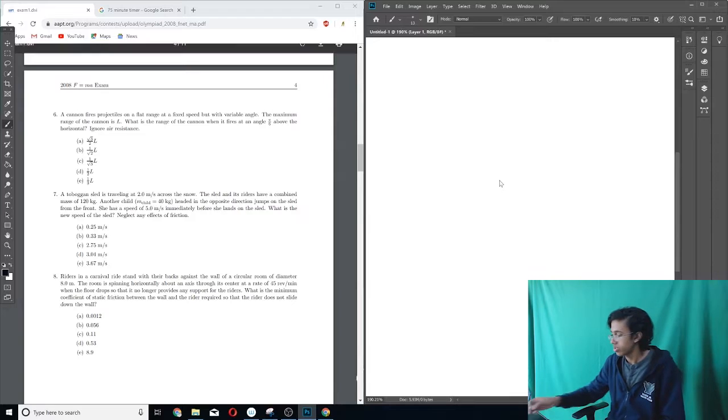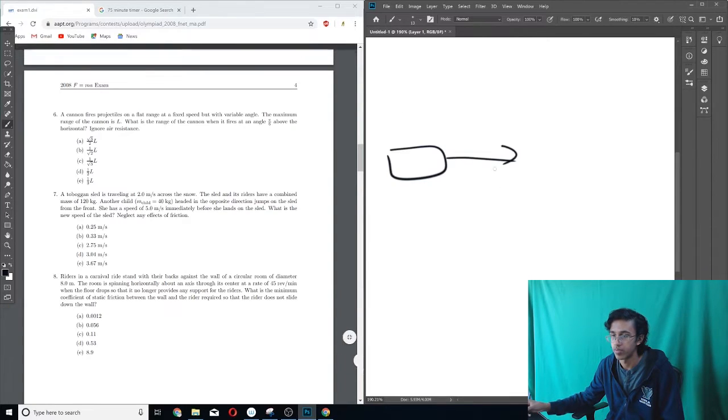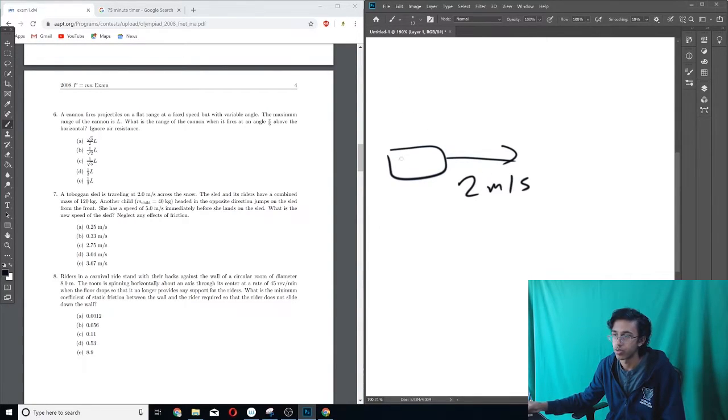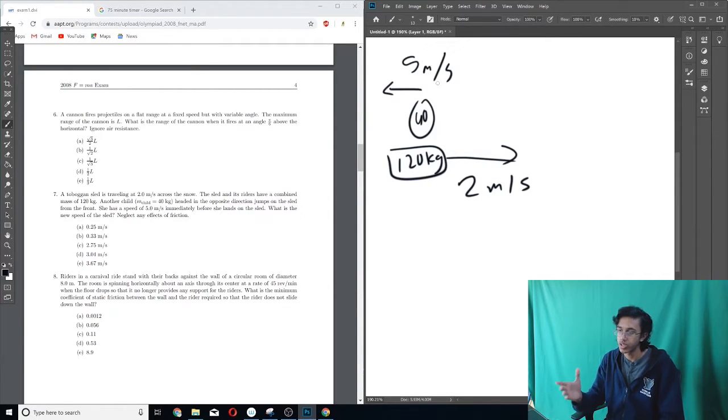Alright, let's draw this. So we have a toboggan, and then we have 2 meters per second, and this whole thing is 120 kg. And then another child over here jumps on the sled from the front. So she's 40 kilograms, and then she's going this way at 5 meters per second. So basically this is an inelastic collision, right? Because the girl jumps on and then they stick together because they're all stuck on the sled.